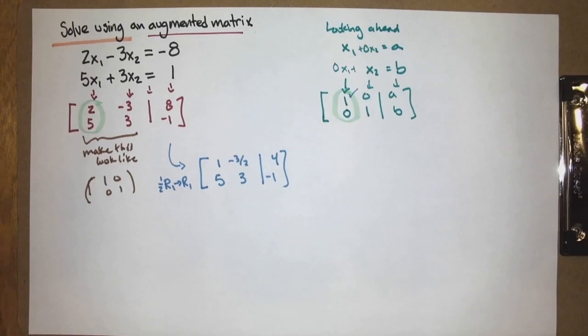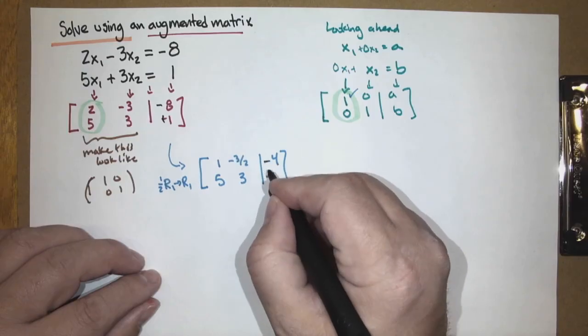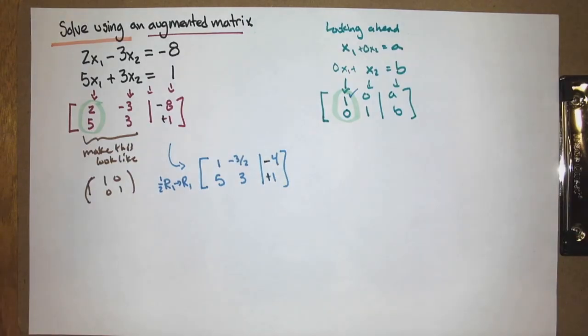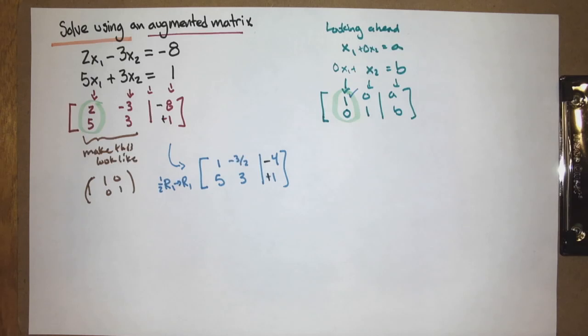You're right. I don't know why I did that. -8, this should be +1, -4 and +1. Thank you. All right. So, how do we make this 5 into a 0?